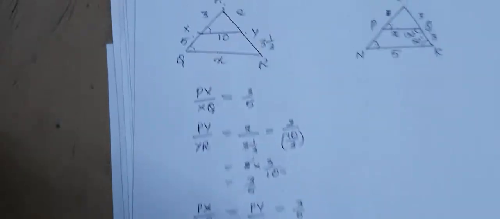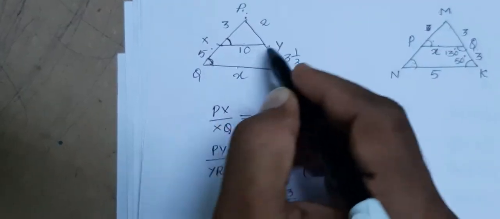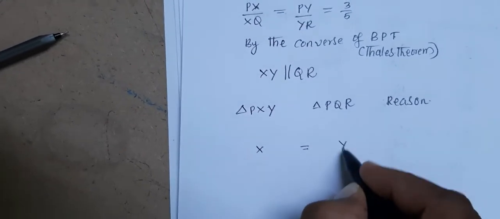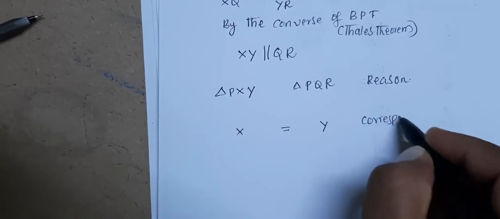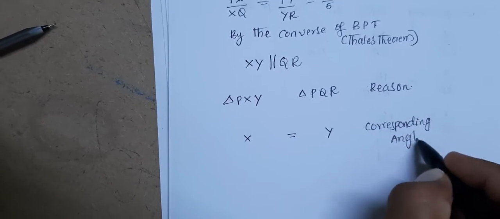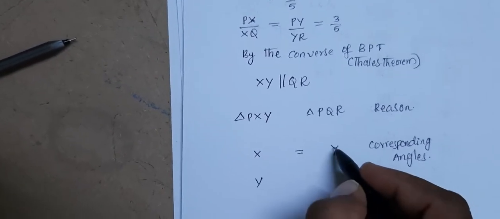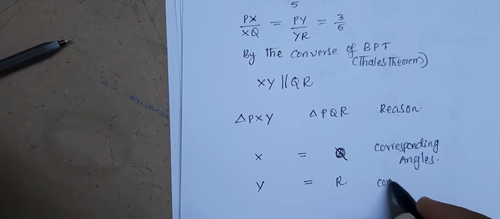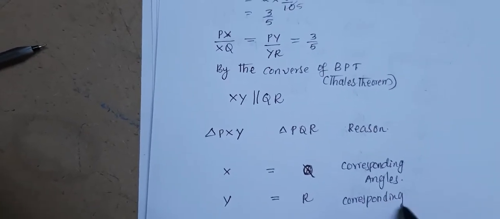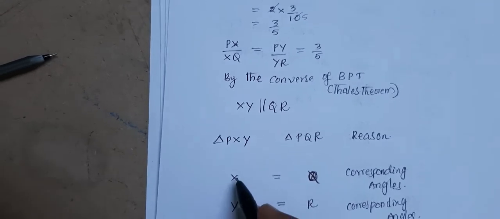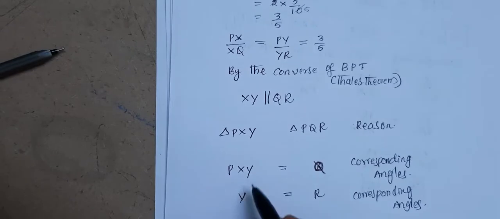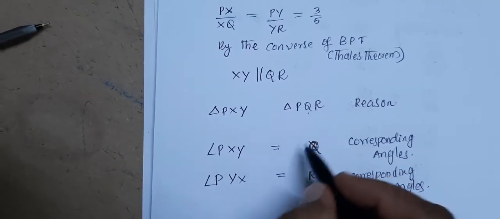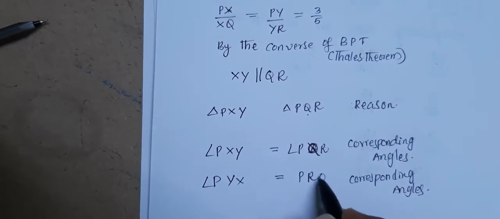Reason: here X equals Q, Y equals R. Two reasons we can take. Angle X equals angle Q, reason corresponding angles. Angle Y equals angle R, corresponding angles. So we can write the remaining two letters: X is completed, remaining PY. Y is completed, PX. Then here also, Q is completed, PR. R is completed, PQ.